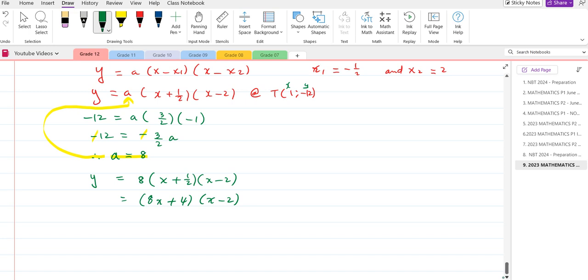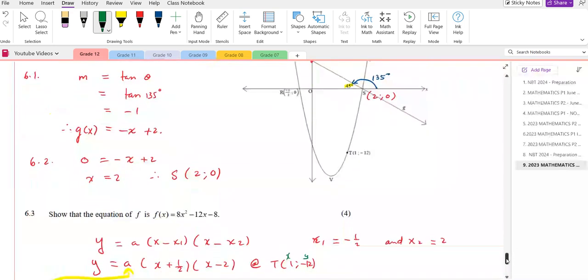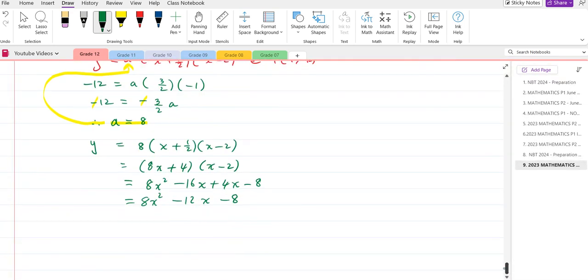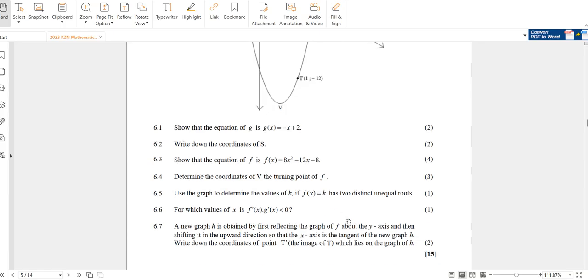Now it'll be easy for me to multiply this out, or alternatively you can multiply this out, but you're going to be dealing with a fraction. So 8x squared, 8x times minus 2 is minus 16x plus 4x, minus 2 times 4 is minus 8. So I've got 8x squared minus 12x minus 8. Right, so did we get the f of x? Therefore f of x is equal to this, so we proved it. Moving on to the next question.